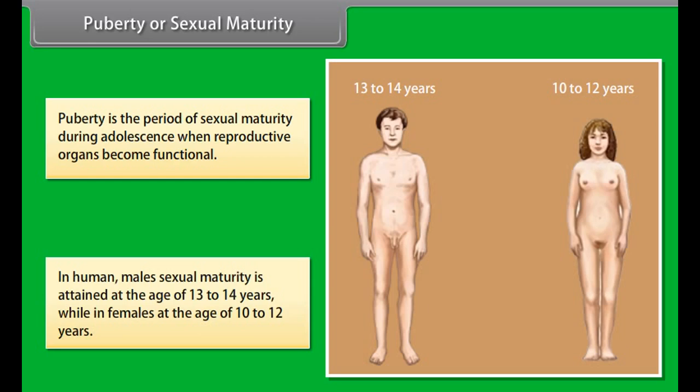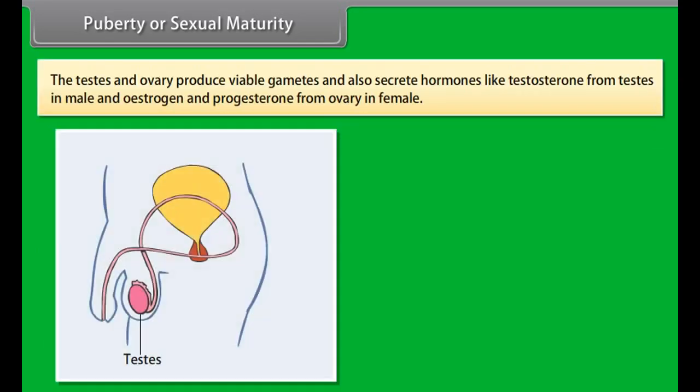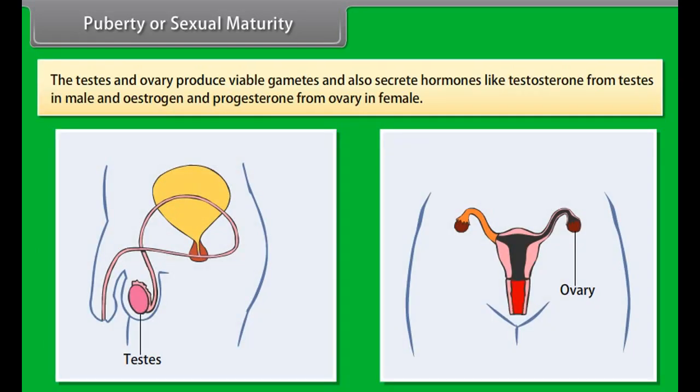Puberty, or sexual maturity, is the period during adolescence when reproductive organs become functional. In humans, male sexual maturity is attained at the age of 13 to 14 years, while in females at the age of 10 to 12 years. The testes and ovaries produce viable gametes and also secrete hormones like testosterone from testes in male, and estrogen and progesterone from ovary in female.